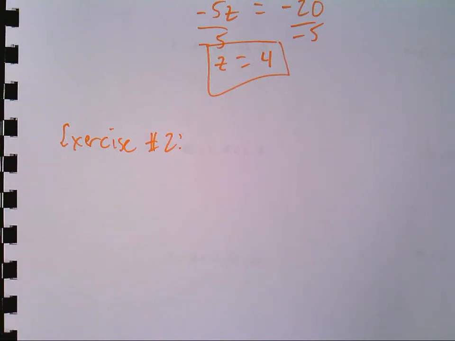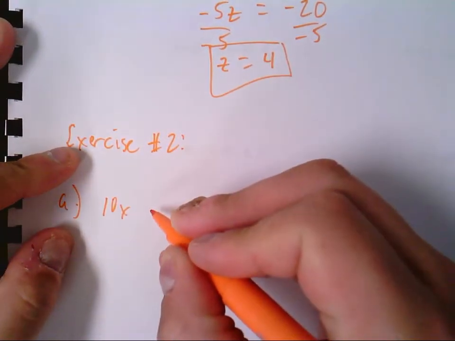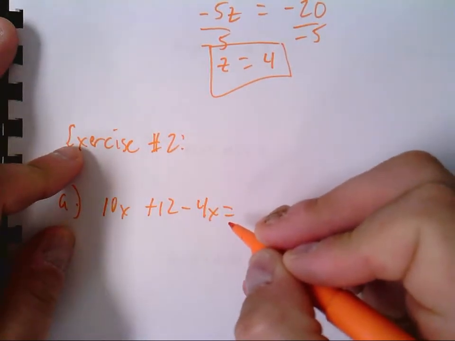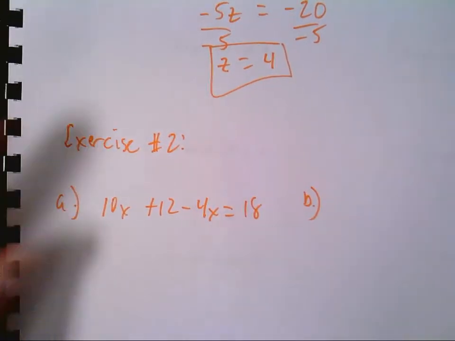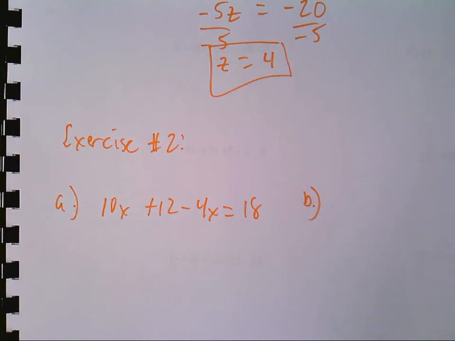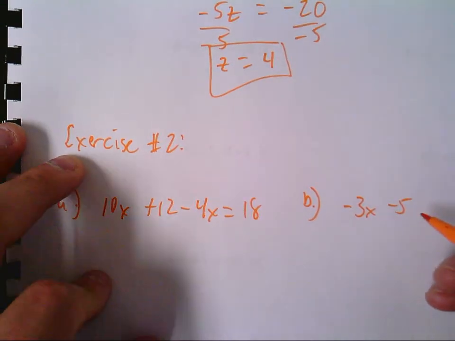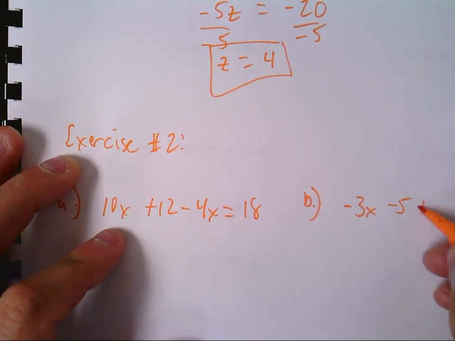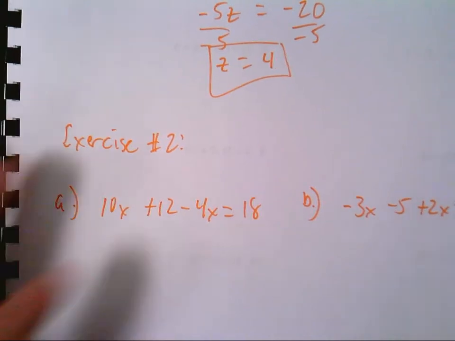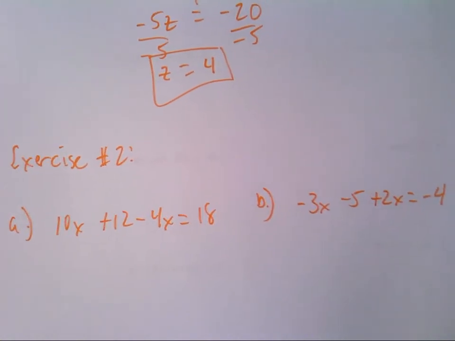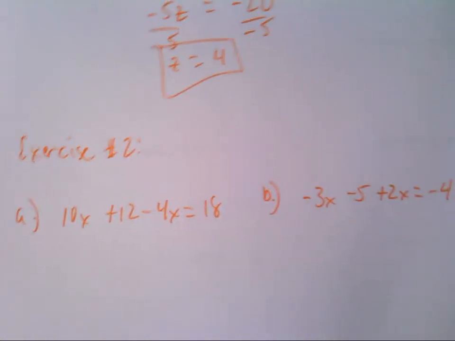So I'm going to write 2 down. This is A. Let me find a couple good ones here. Let's do 10x plus 12 minus 4x equals 18. And then the second one will be negative 3x minus 5 plus 2x equals negative 4. Right, so I'll write it over just a little bit so you can see. There you go. You can pause the video here.